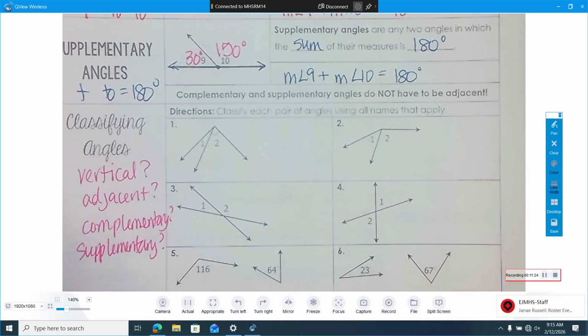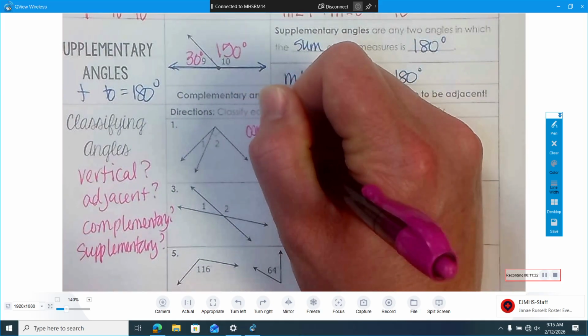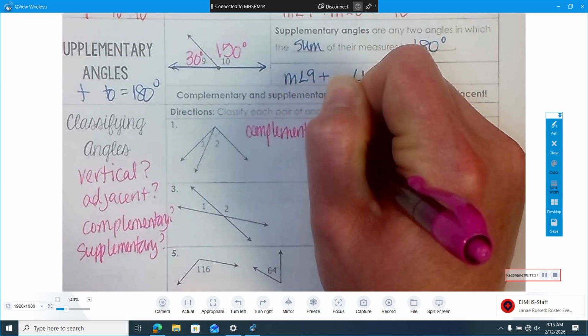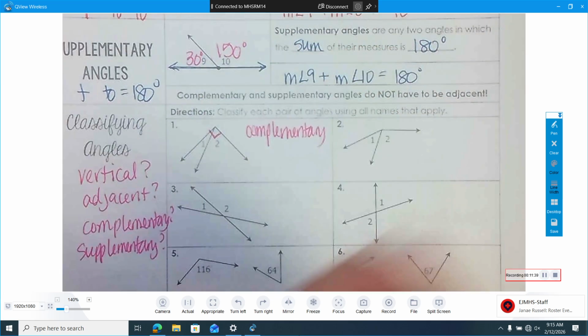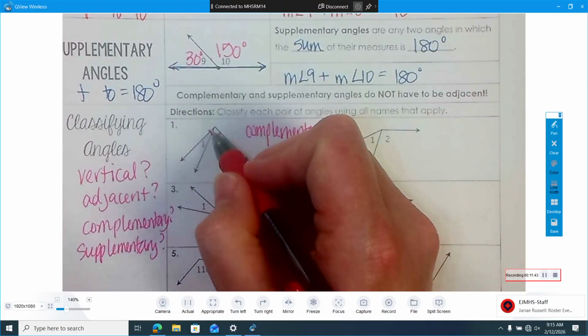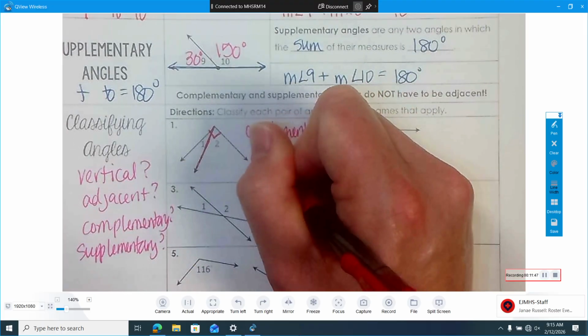So angle 1 and 2 in this picture, number 1, what are they? Complementary. How do we know they're complementary? They form that nice little right angle right there. What else are they? Adjacent, yeah. They share that common side. They're right next to each other, so they are also adjacent.